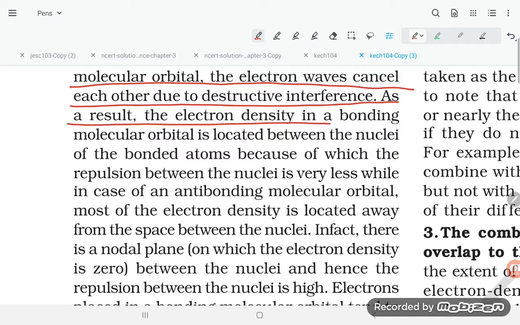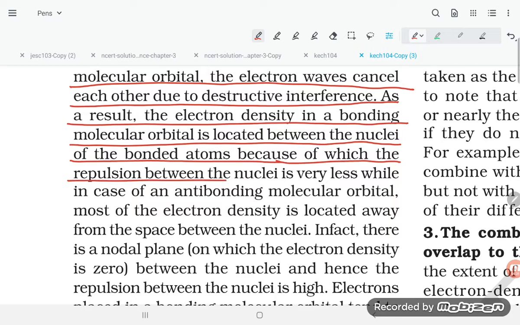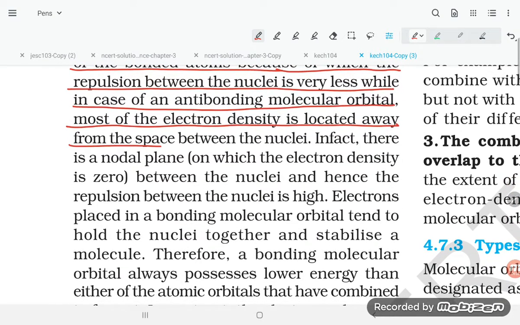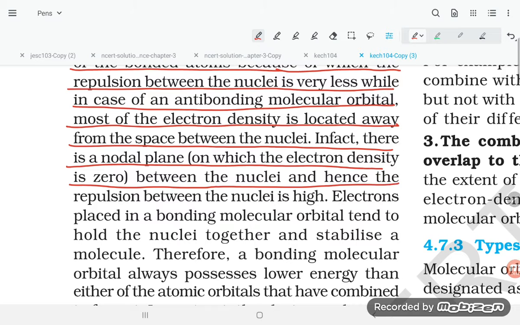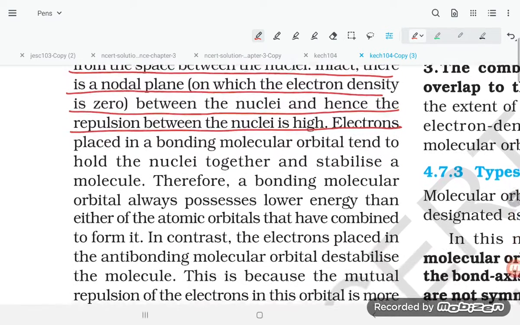As a result, the electron density in the bonding molecular orbital is located between the nuclei of the bonding atoms, because of which the repulsion between the nuclei is very less. While in the case of the anti-bonding molecular orbital, most of the electron density is located away from the space between the nuclei. In fact, there is a nodal plane on which the electron density is 0 between the nuclei, and hence the repulsion between the nuclei is high, right?